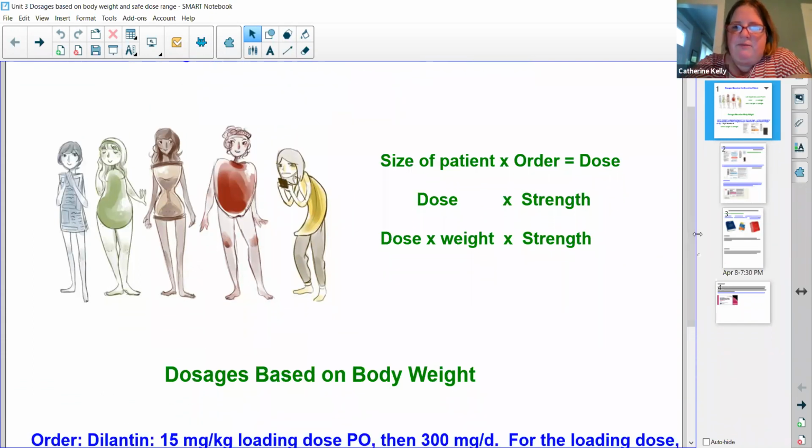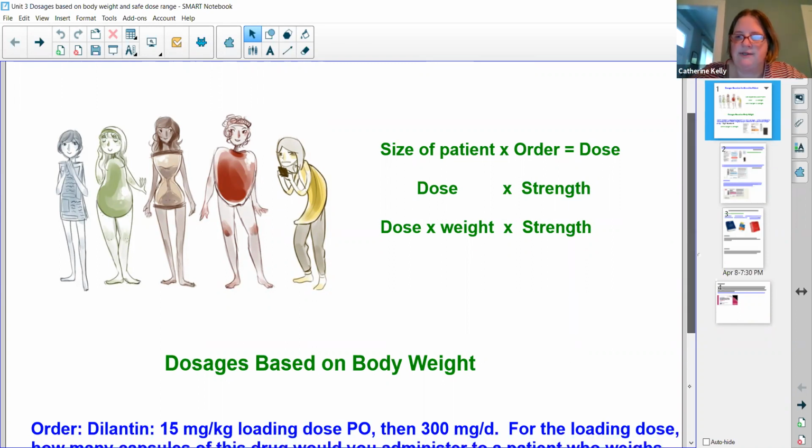If you see here, people are shaped differently. That's pretty cool. So we're going to do the size of the patient times the order, and that's going to be the dose that you're going to give. We have been just doing dose times strength, dose times strength. However, now there's a dose times weight times strength because the dose is according to per kilogram.